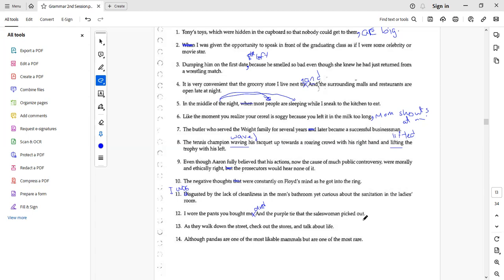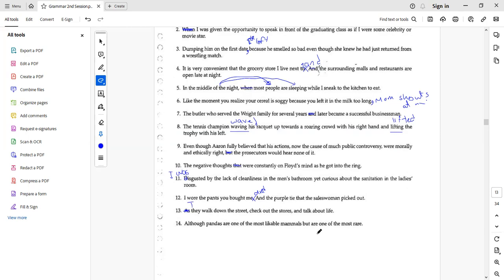Myrna, hello. She said the couple and remove the before. No, I didn't get it. Where, the couple? After the street. So at the walk down the street, the couple check out the stores, and delete the comma. Perfect, yes. So at the walk down the street, we can put here the couple, check out the stores, and delete the comma. But then I have another answer that is easy. Delete "as" and make this capital. They walk down the street, comma, check out the stores, comma, and talk about life. Easier. Right, Myrna?